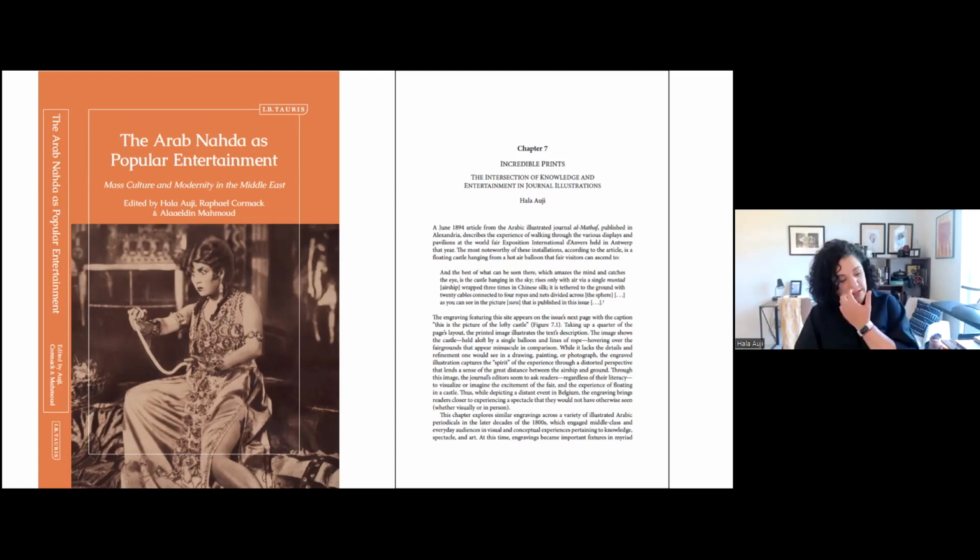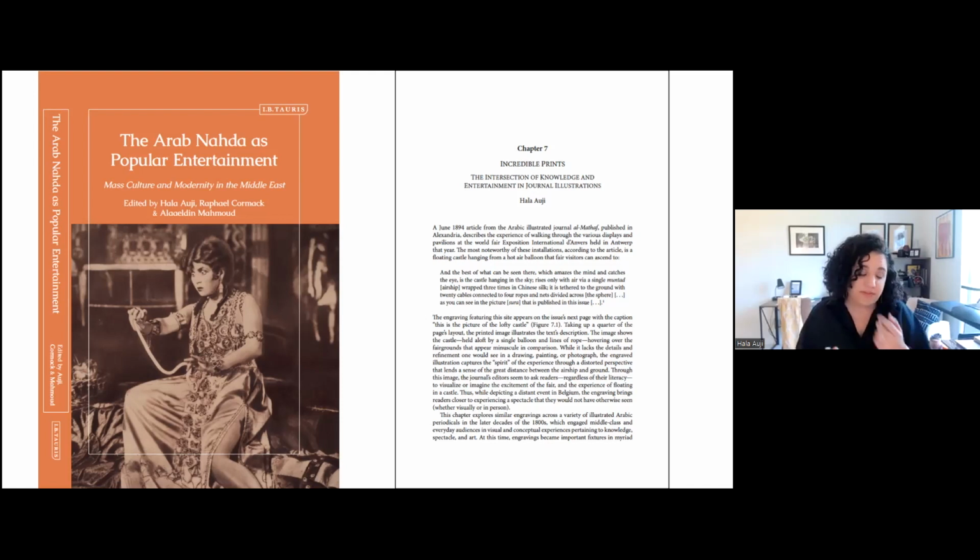My contribution in this volume really considers the visual dimensions of the early illustrated Arabic periodicals that were published amongst Arabic-speaking communities in the Ottoman world, with a specific focus on Cairo, Alexandria, and Beirut. But these types of presses and publications were also very popular in Istanbul, Damascus, and Baghdad. It's just that I'm focusing on a few cities and a few of these journals.